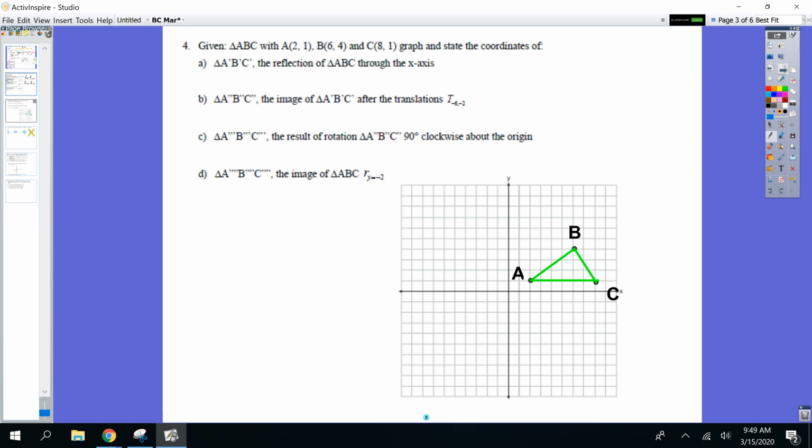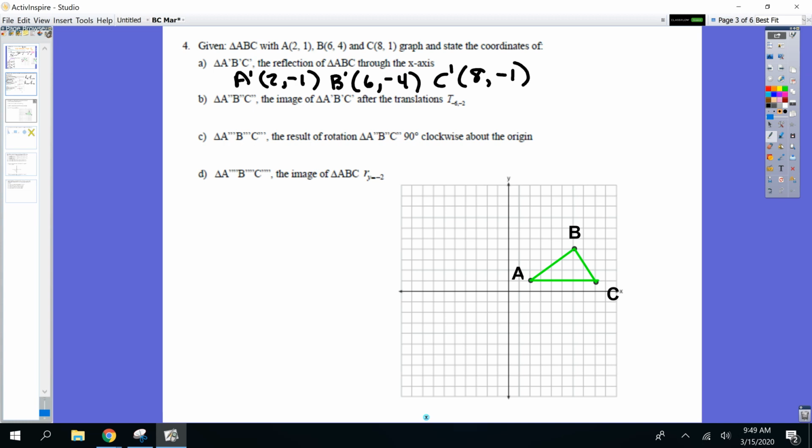Okay, first part, graph triangle ABC through a reflection in the x-axis. So if you want to pause the video and try that on your own, go right ahead. I'm going to write the coordinates up here. A prime should be 2, -1, B prime, 6, -4, and C prime, 8, -1. Okay, I'm not going to graph it. I'm just going to go through it, but go ahead, pause the video, and graph it.